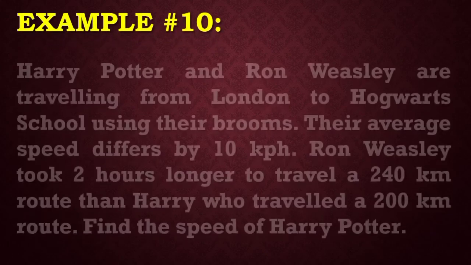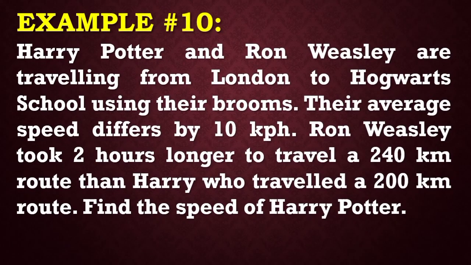So, for example number 10, our last example, Harry Potter and Ron Weasley are traveling from London to Hogwarts School using their brooms. Their average speed differs by 10 km per hour. Ron Weasley took 2 hours longer to travel a 240 km route than Harry, who traveled a 200 km route. Find the speed of Harry Potter.